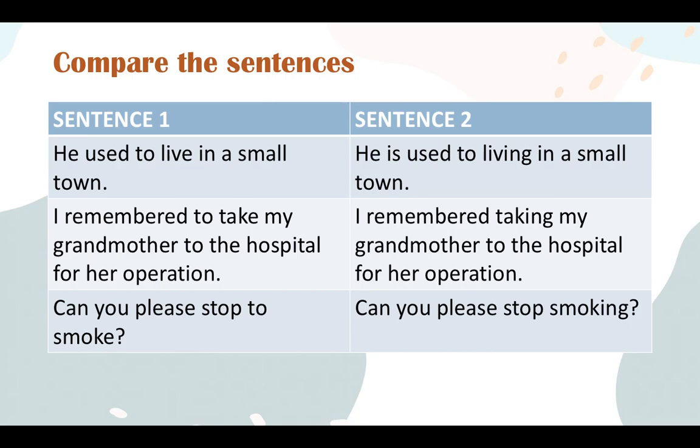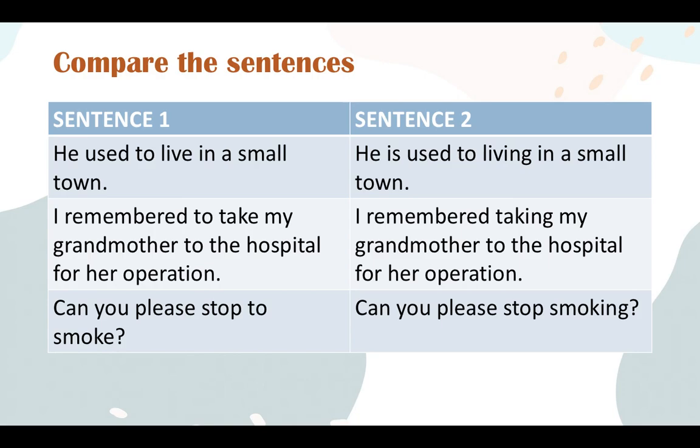In the last pair, both sentences are questions directed to a smoker. In the first sentence, the smoker is asked to stop doing something else in order to have a smoke outside, while in the second sentence, he is asked to stop the act of smoking.